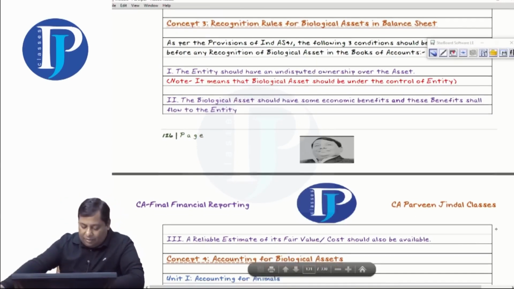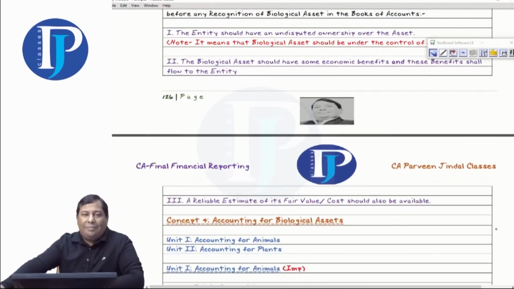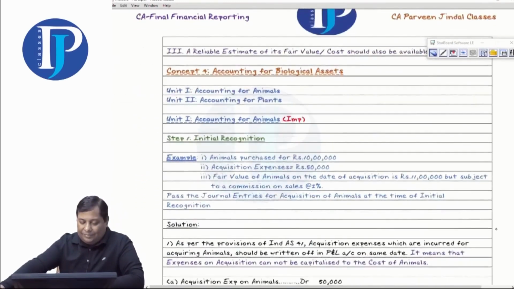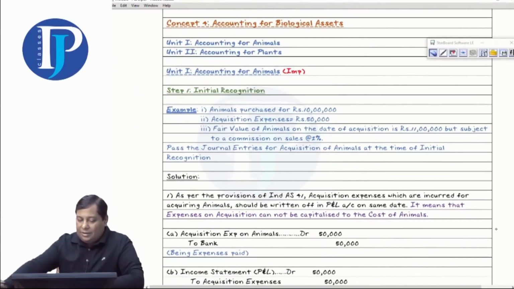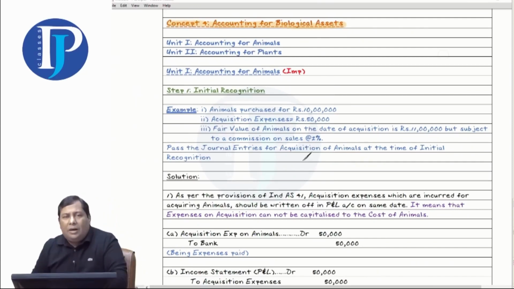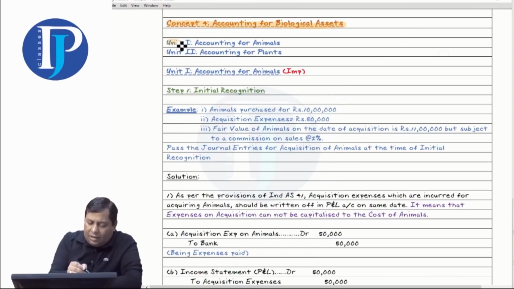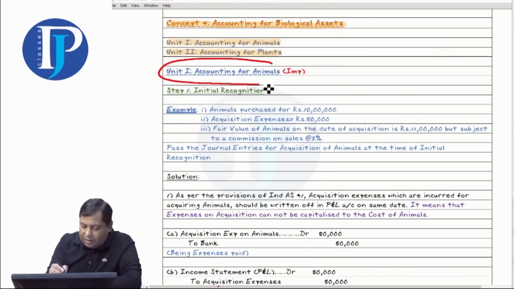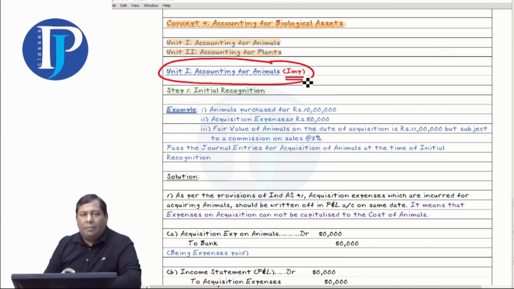Now students, I have brought you to concept number 4, where our accounting part starts, okay? Practical questions are made. Accounting for biological assets. Biological assets include 2 things, plants and animals. We started with the accounting for animals first. So firstly, accounting for the animals. And we mark this important. These questions might come in exam. RTP and MTP are also given.